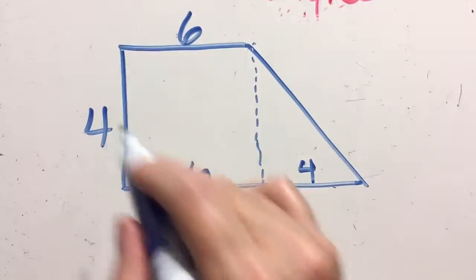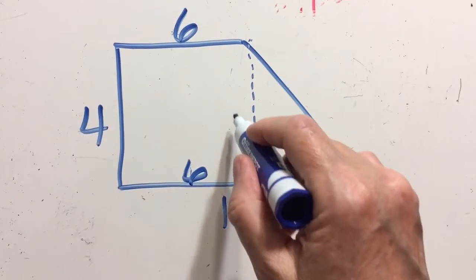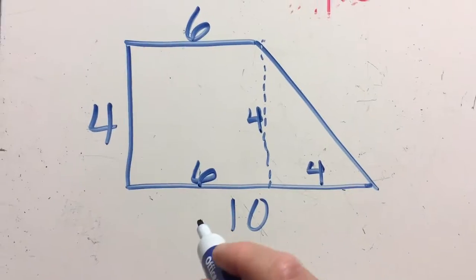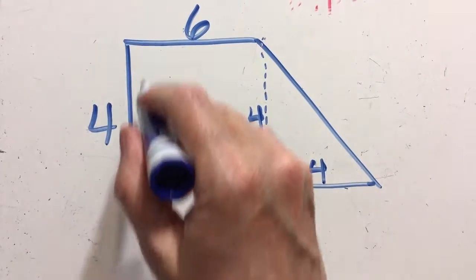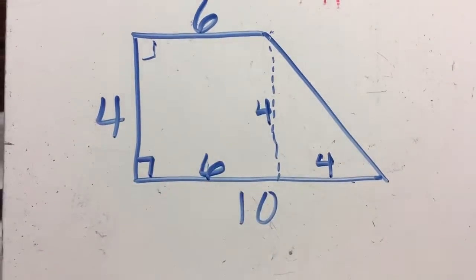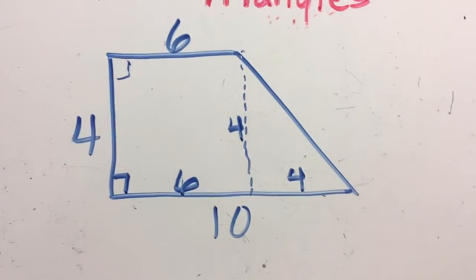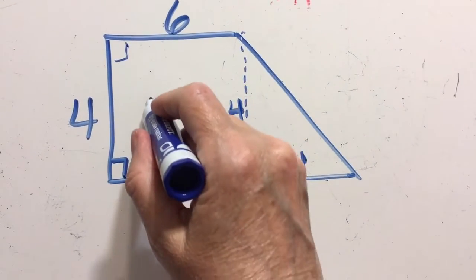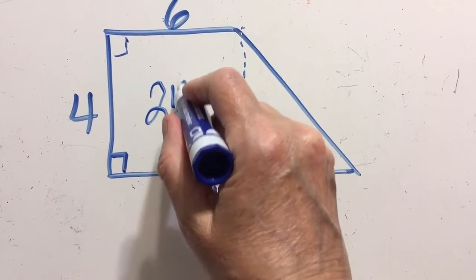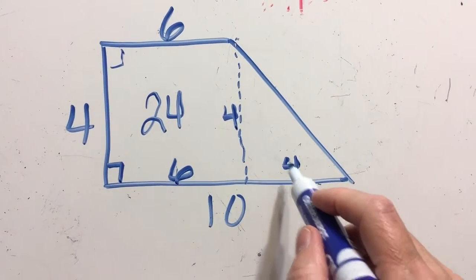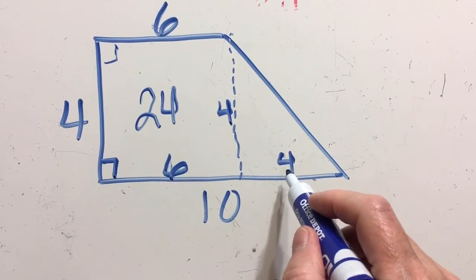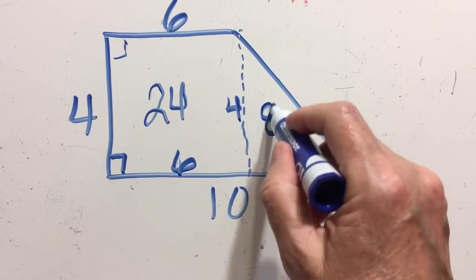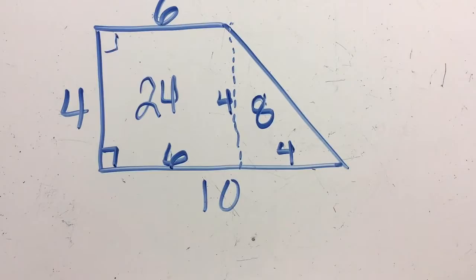If the height over here was 4, then the height over here is also 4. And in the figure, it did give us that these were right angles. I just didn't draw them in. And now our rectangle is 6 times 4, length times width, is 24 square units. And then we have our 4 times 4 is 16, but the area of the triangle is only half of that, so the area of the triangle will be 8 square units.